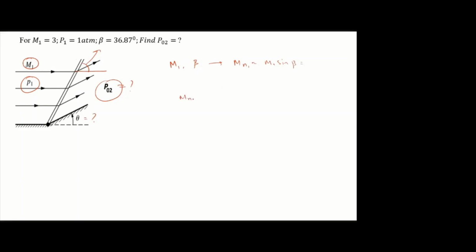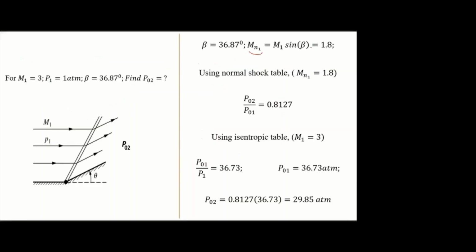Then sir, we can find from normal shock table the P02 by P01 ratio. And isentropic table at M1 we can find P1 by P01 ratio, or P01 by P1. We can find P01 from here, and then we can put it in that ratio. We can find P02. I found Mn1, it is 1.8. Then using the normal shock table, I have taken the ratio P02 by P01. The same way I followed, I think. Then again, using M1, I found P01. Then substitute here, you will get P02. Okay, good.